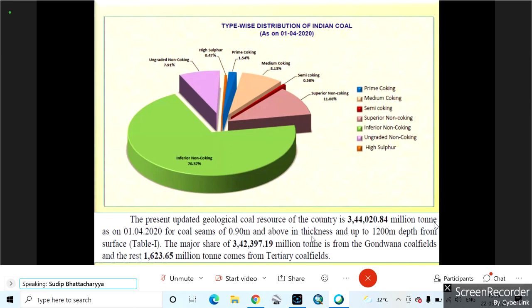Hydrocarbon potentiality is that the thick seam 0.90. One of my colleagues, Prithibas, is there. He was associated with all these things. He is also taking this training, and they have done this. This is the 3.44 billion ton up to last year, and with this the 3.42 of the Gondwana and 1.6 from the tertiary coal fields. So tertiary coal fields is less. Indian non-coking is almost 70.3% non-coking, and the rest is high sulfur and coking, medium coking.